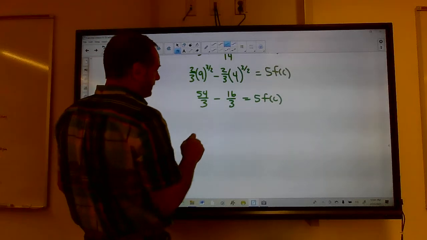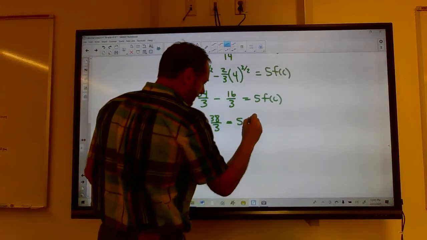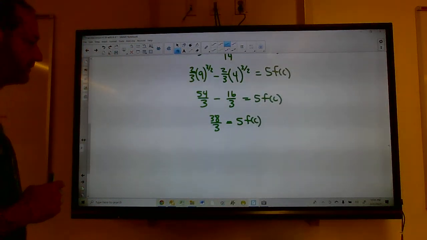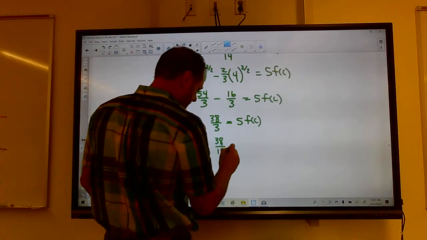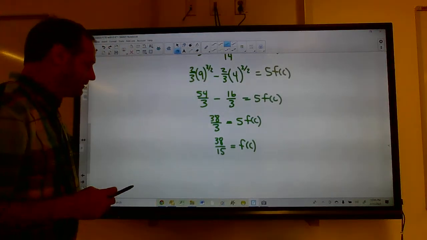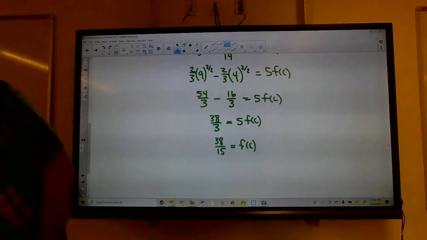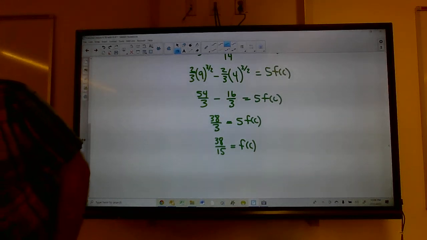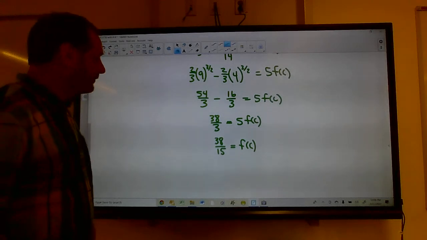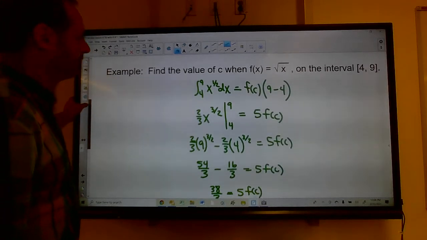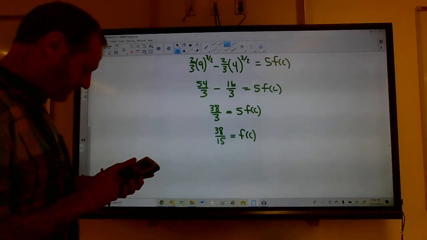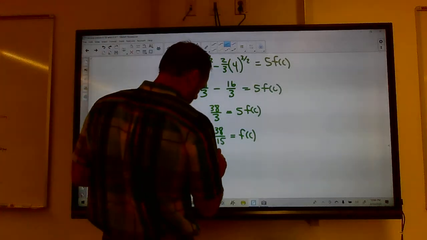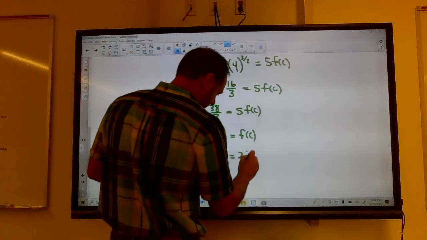So let's see, 54 minus 16, that's 38. This is 38 over 3 equals 5 times f of c. And now I divide both sides by 5, so this would be 38/15 equals f of c. Change that to a decimal there. Okay, so now we know that f of c is 38/15. I don't like that number, so let's change that to a decimal, 38/15. 2.53 repeating. So f of c is 2.53 repeating.